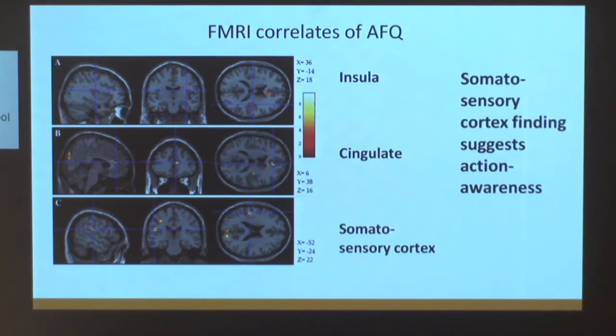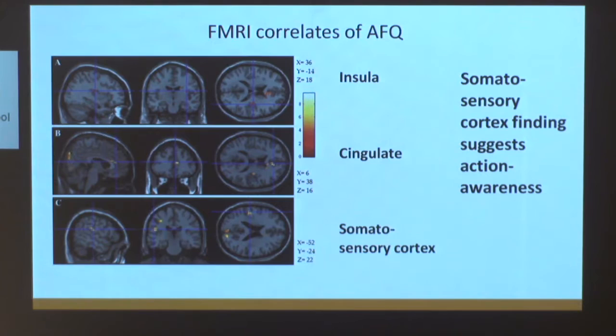So one of the things that came from that was to think that what we're measuring in this questionnaire, partly because it's a self-report measure, is perhaps action awareness, when you ask somebody to comment on their own use of action. In other studies, the somatosensory cortex tends to be active when you're paying attention to an action or a feeling state. It doesn't just correlate with feeling; it tends to correlate with the amount of attention you pay towards it.